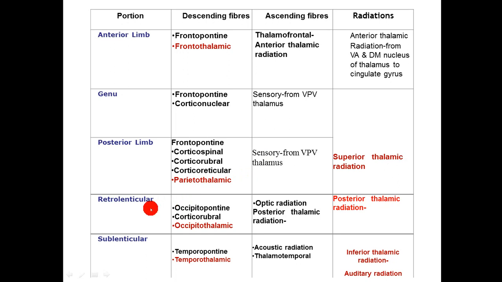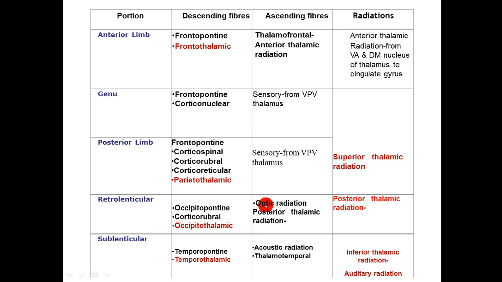In the retrolentiform area, we have the occipitopontine fibers, that is going from the occipital lobe to the pons, pontine nuclei, and then we have corticorubral fibers and the occipitothalamic fibers. And ascending fibers are the optic radiation, which is otherwise called the posterior thalamic radiation, which is starting from the lateral geniculate body of the thalamus and then going to the primary visual cortex.